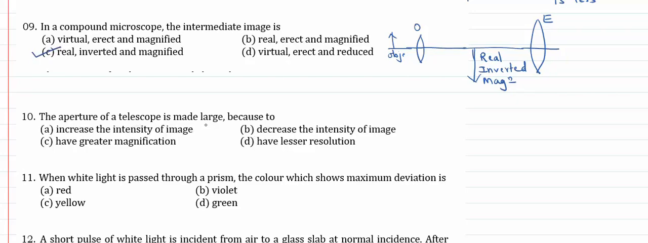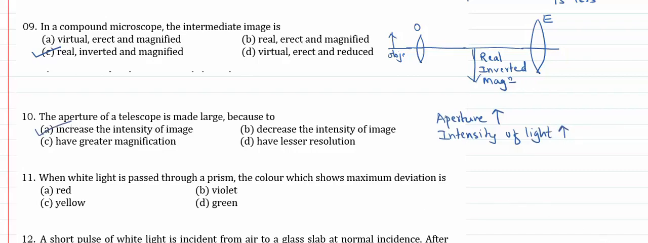10th, the aperture of a telescope is made large. So aperture large ಮಾಡಿರ್ತಾರೆ to increase the intensity. So you can say as aperture increases, intensity of light increases. So ಇಲ್ಲಿ ನಮ್ದು image ಅಂದಾಗ. So as aperture increases the intensity of image. That is option A is the answer.